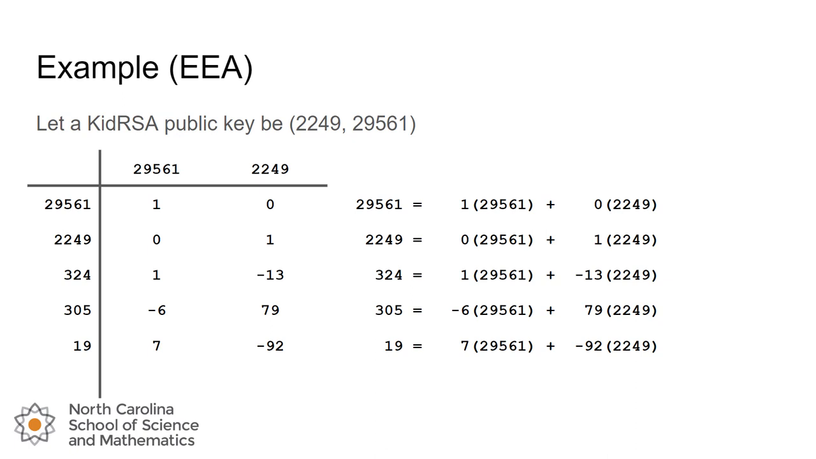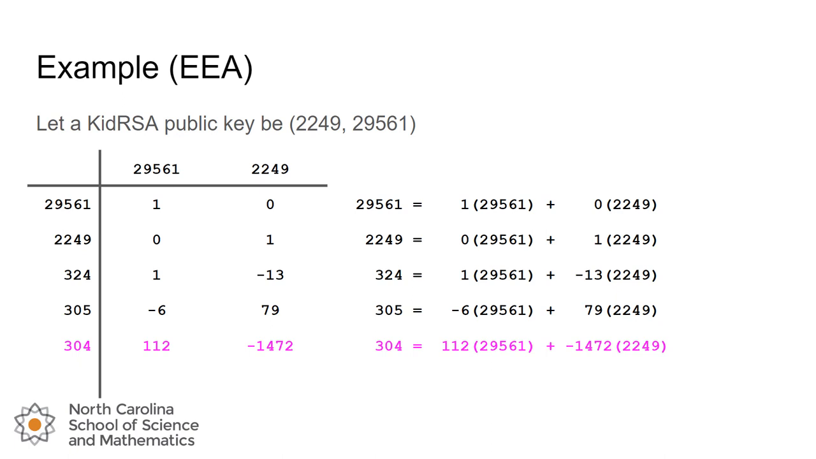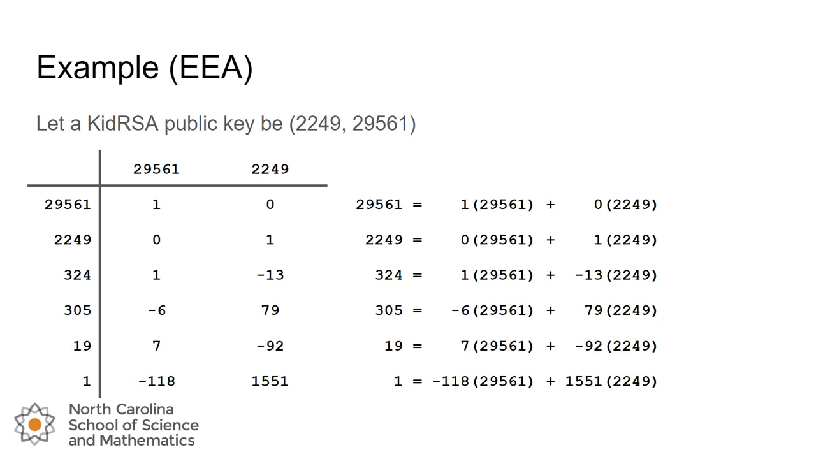We're getting close. We want to figure out how many times does 19 go into 305? It goes in 16 times, and when you do that, multiply this up, subtract the bottom row from the second to last row, and here we are. We've got our equation we were looking for. 1, negative 118, 1551. And this is the equation that gives us the private key.